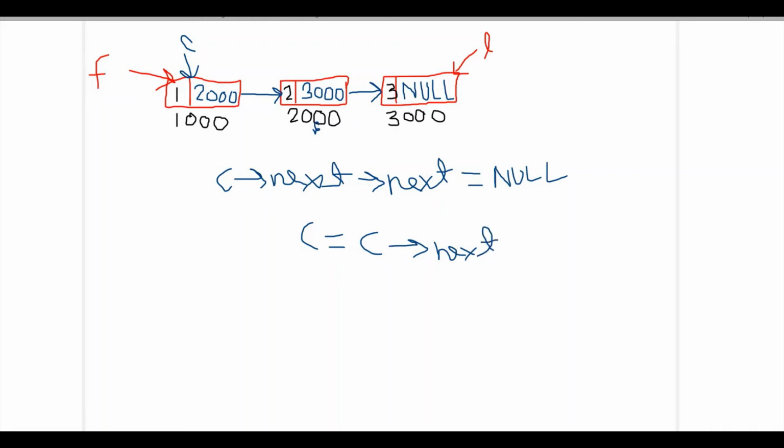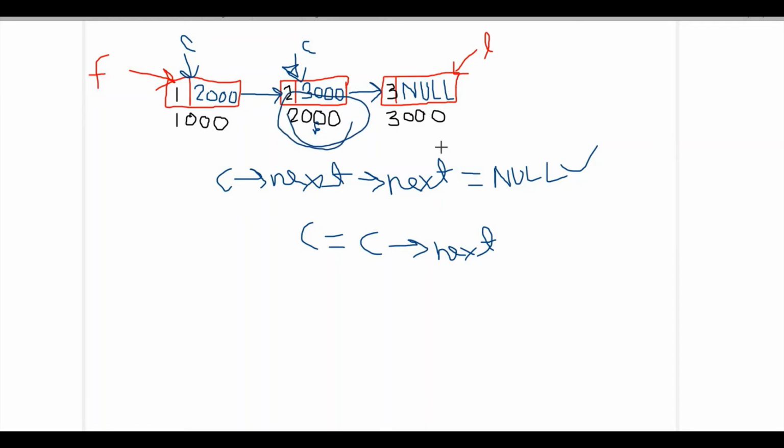Okay, now we are here, current node is pointing to this node, and now we will check this condition, current node to next. Current node to next has the value 3000, and 3000 to next has null. This condition is true here. We will stop traversing, and the address of current node is 2000.